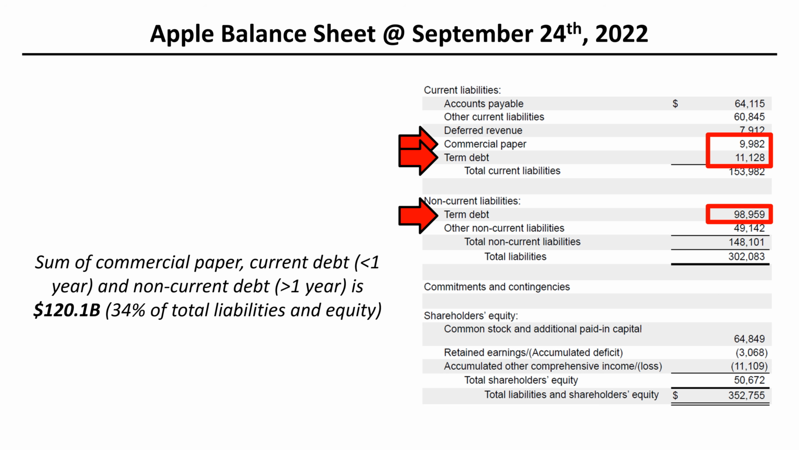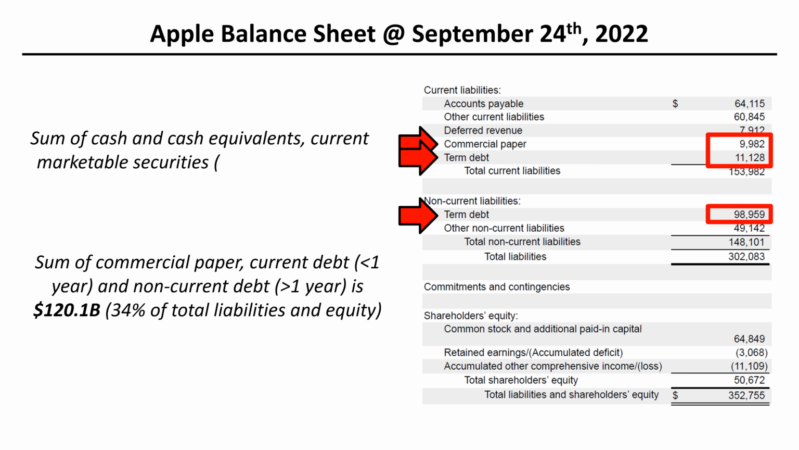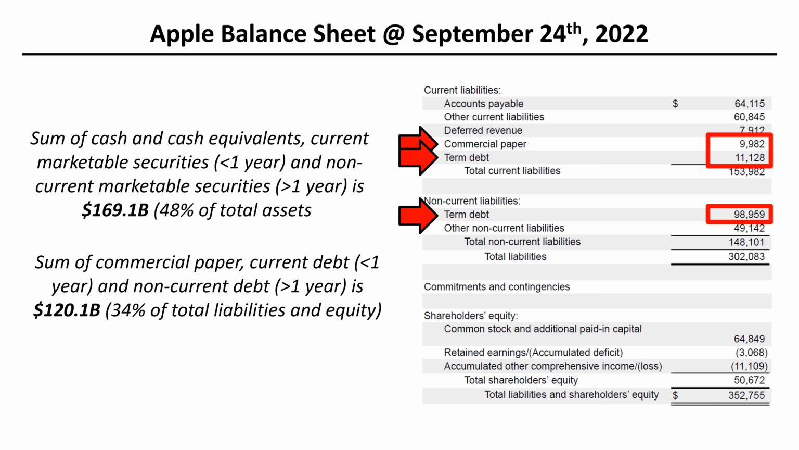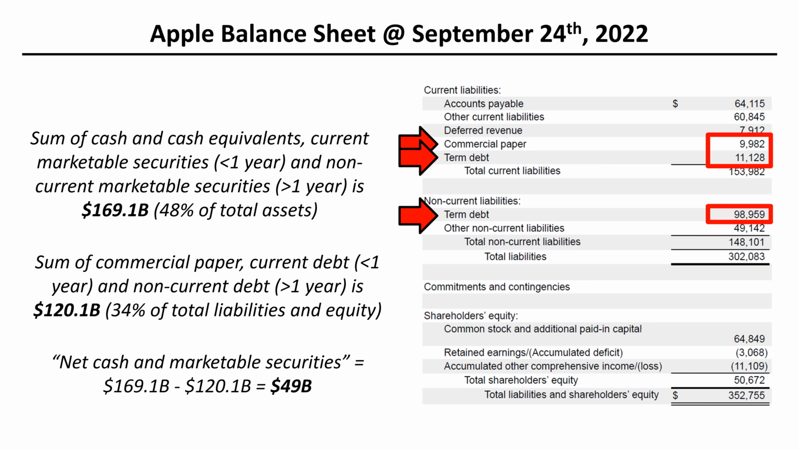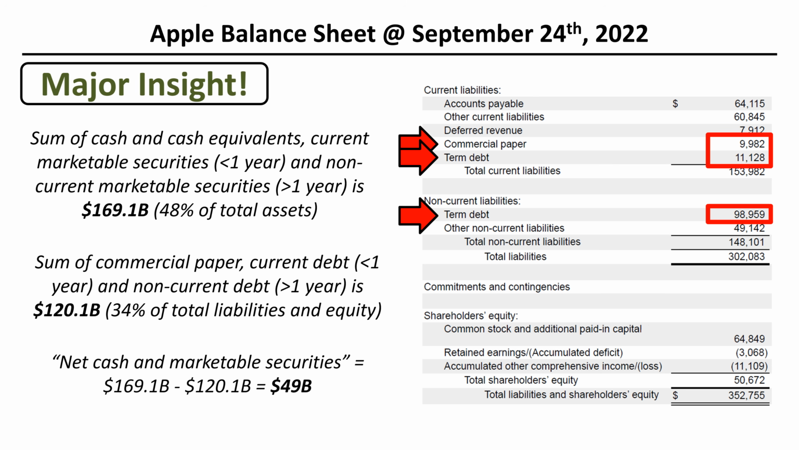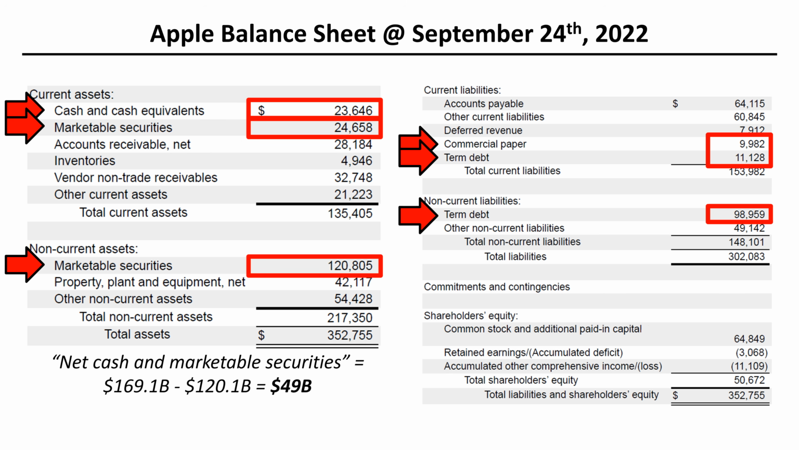We did a similar calculation earlier on, looking at assets on the balance sheet. The sum of cash and cash equivalents, current marketable securities and non-current marketable securities is $169.1 billion, 48% of total assets. Let's deduct the debt from the financial assets. Net cash and marketable securities is $169.1 billion minus $120.1 billion is $49 billion. That's a major insight. Those 6 very large items on the balance sheet net out to $49 billion.